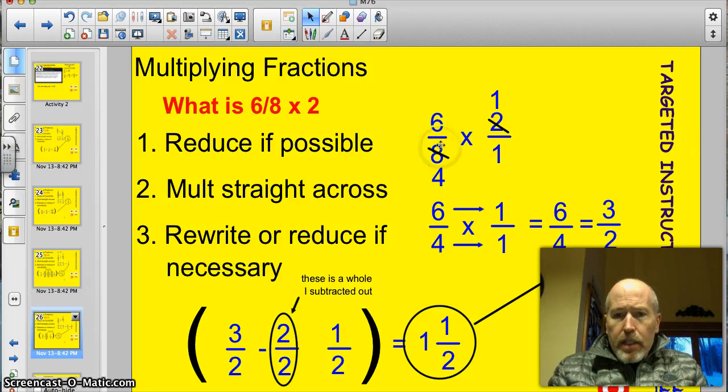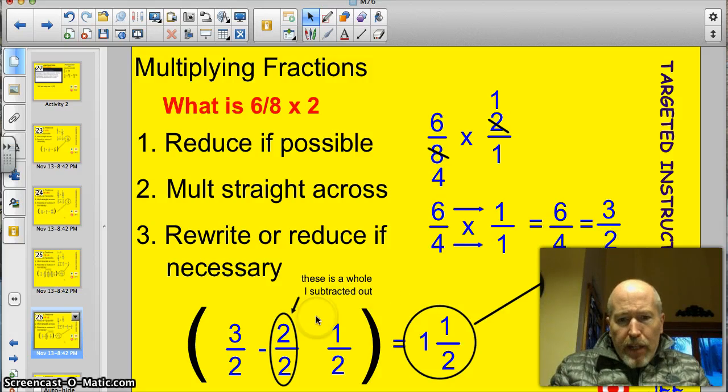Well, 6/8 times 2 over 1. I divided by 2 diagonally there. So now I've got 1 over 1 again and 6 over 4. Sweet! So 6 times 1 is 6. 4 times 1 is 4. I've got 6/4. I can reduce that to 3 halves really easily by dividing by 3.